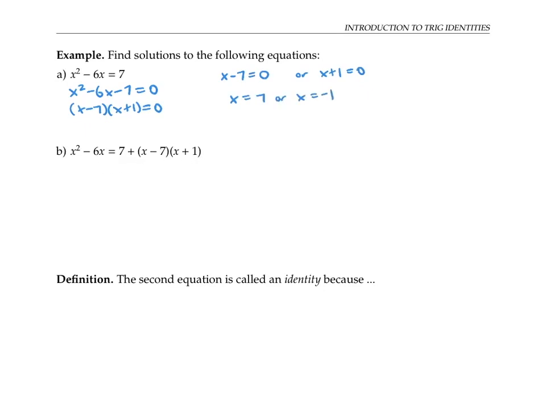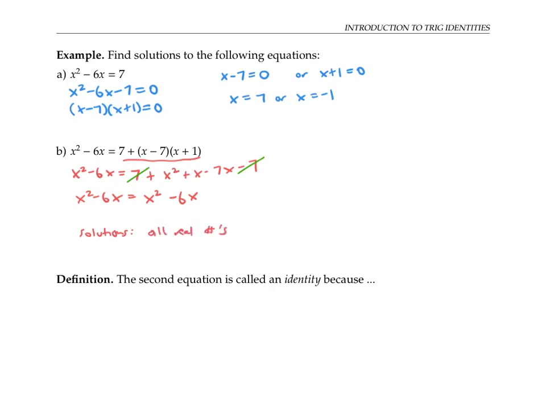Next, let's look at this more complicated equation. I'm going to try to solve that for x by multiplying out the right-hand side. Next, I'll combine terms on the right-hand side. That gives me x squared minus 6x on both sides. Well, x squared minus 6x is equal to x squared minus 6x. That's true no matter what I plug in for x. And therefore, all values of x satisfy this equation. We can say that the solution set is all real numbers.